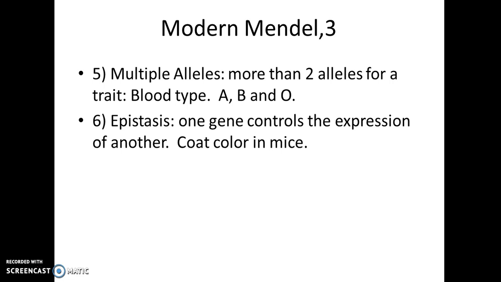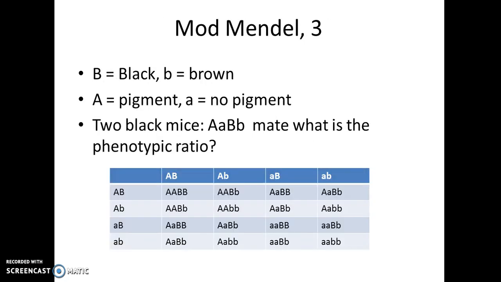Epistasis. Now, this is a crazy one in which one gene controls the expression of another. For example, coat color in mice. Big B is black, little b is brown, but there is another gene at another location that codes for pigment. If the mouse has the black genes but has no pigment, it will not be black, it will be white, an albino. Same thing with brown. If it has no pigment, that doesn't matter. It will still be white.